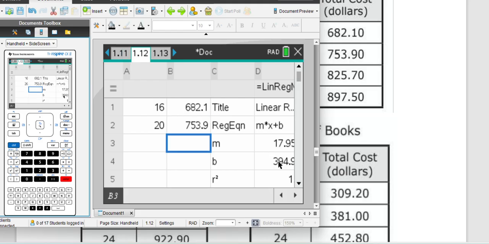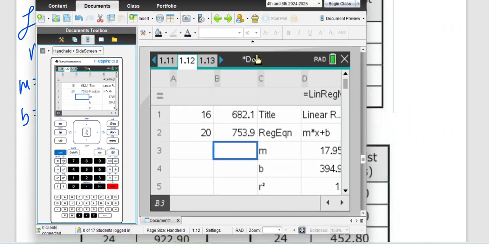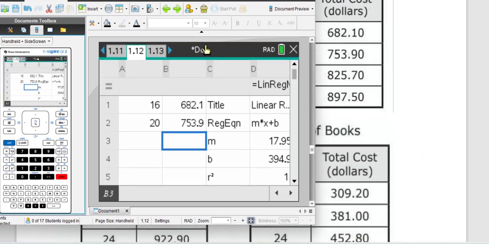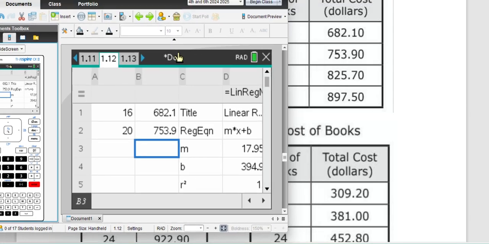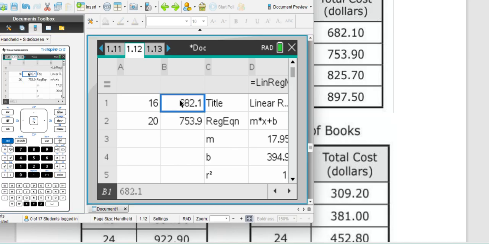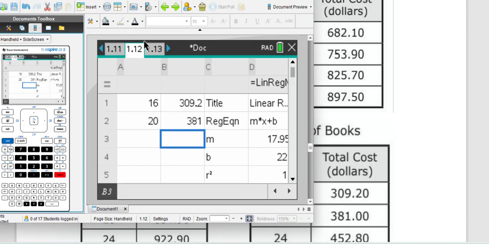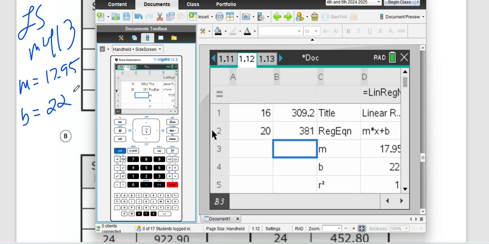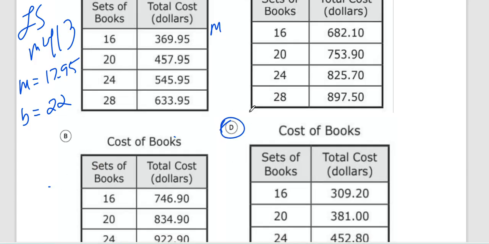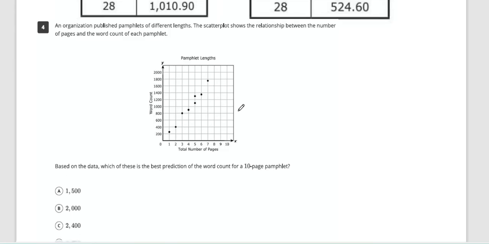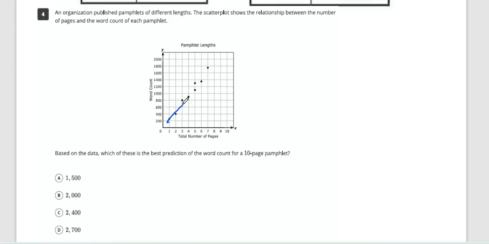And this one's 394. I don't think that's right. 22. The last one better work. Let me just see the numbers 16 and 20. I'm going to go with 309.20 and 381.95. Yeah, matches up. 17.95 and 22. So final answer would be D. Pretty easy, not too bad.